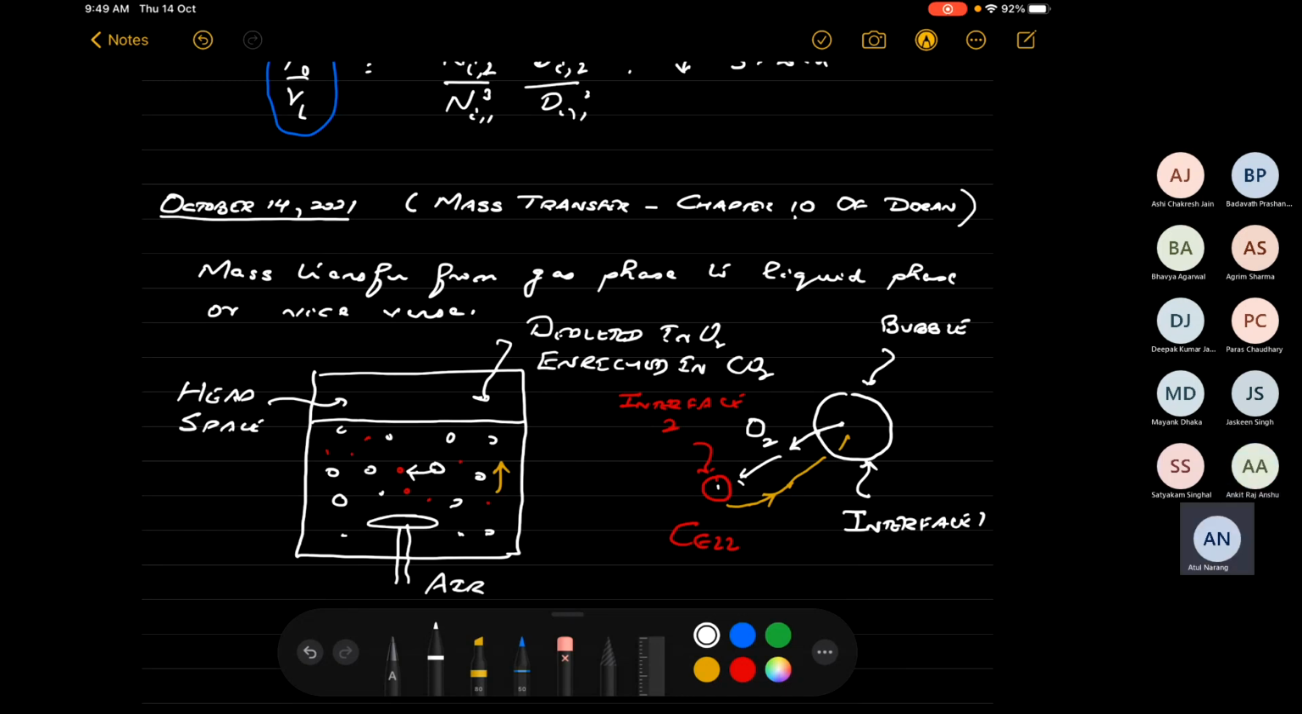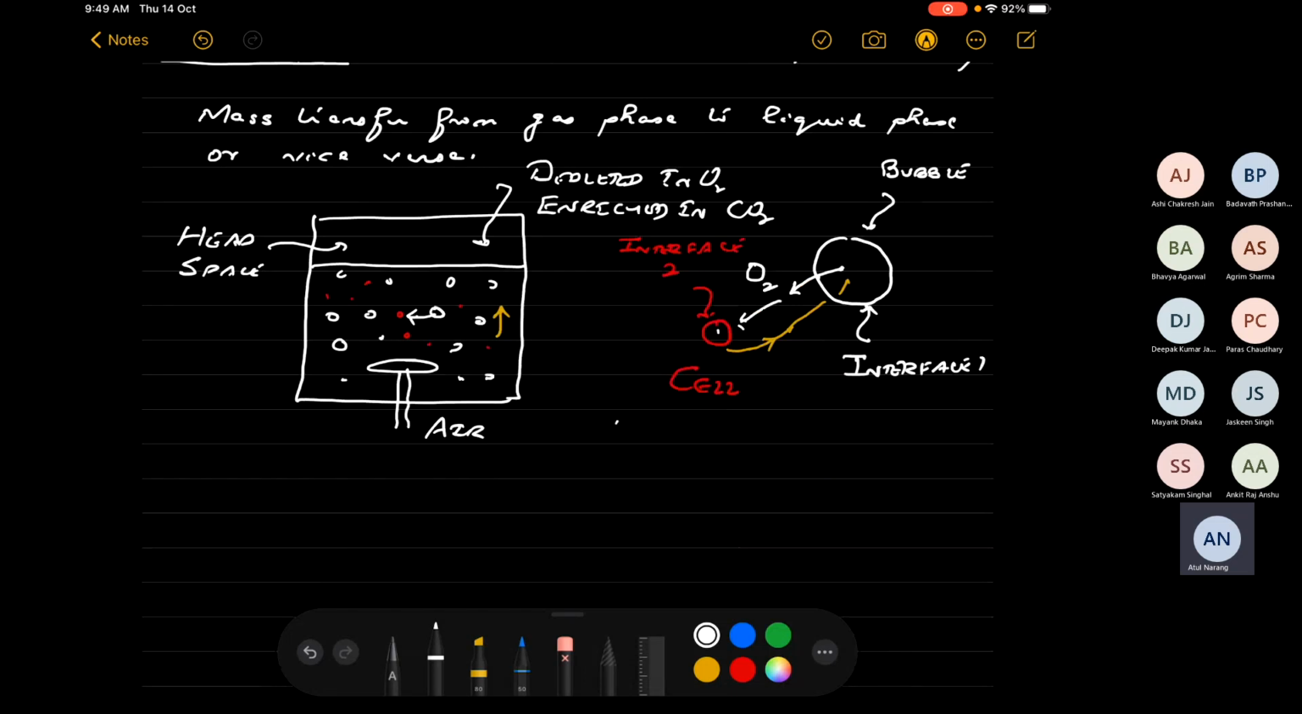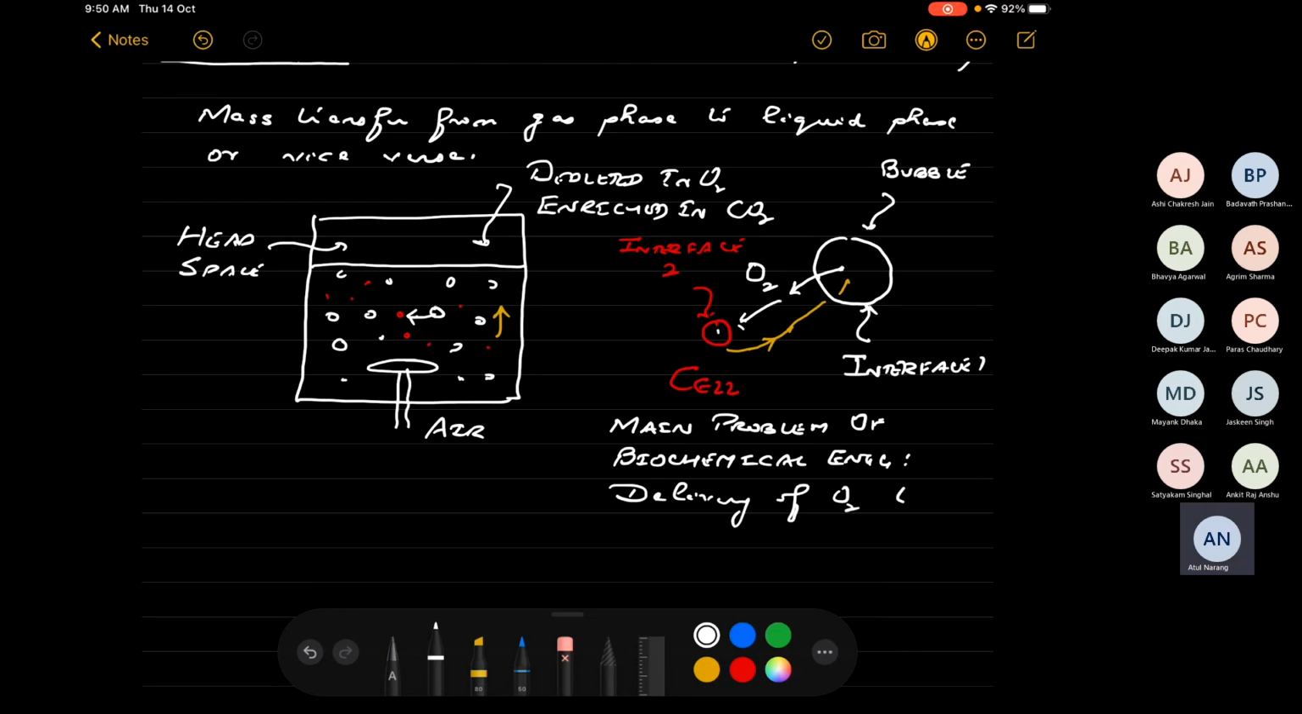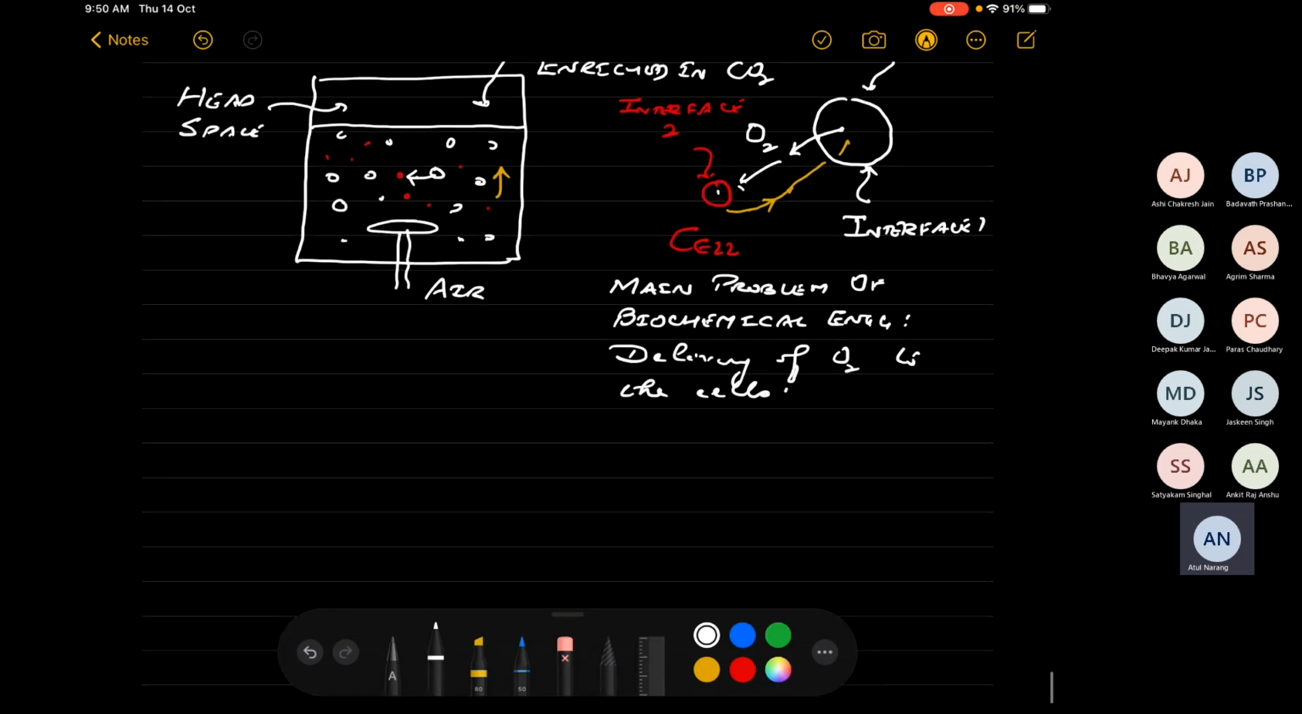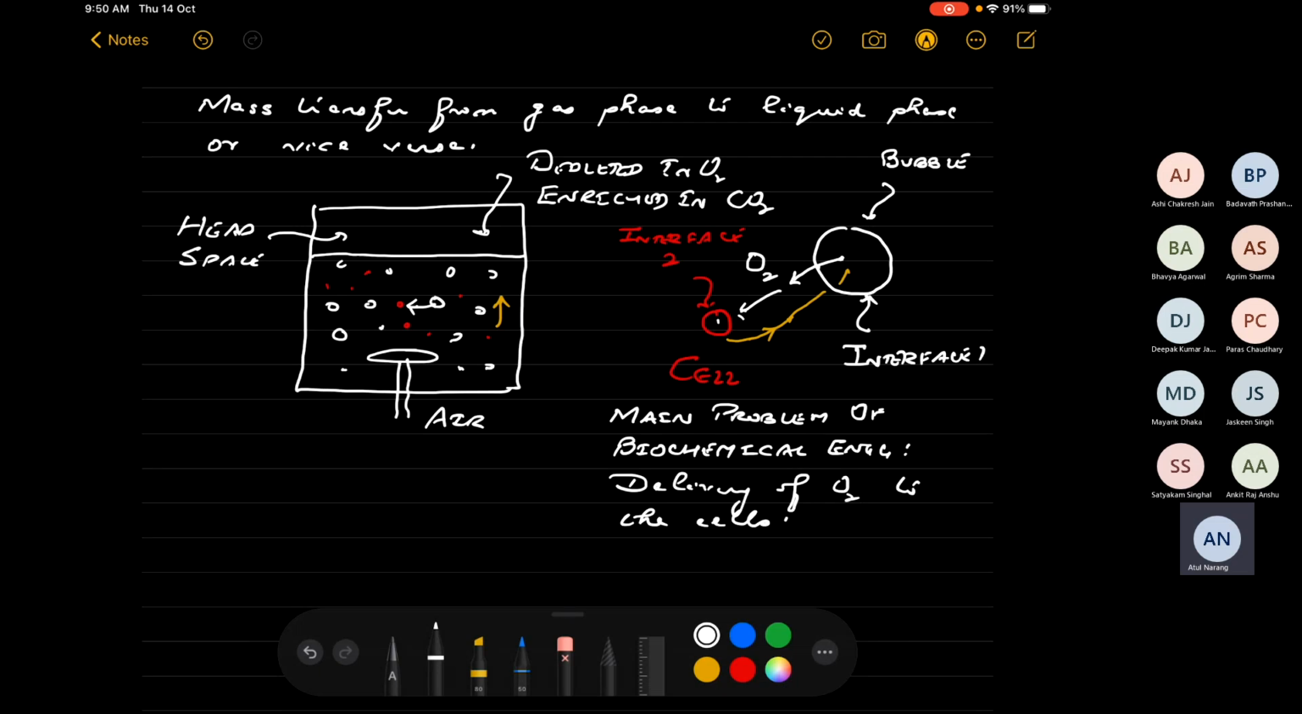And one of the main problems is to make sure that this is, I would say, not one of the main, but probably the main problem of biochemical engineering. By main, I mean the most common problem you encounter is delivery of oxygen to the cells. Now, you might ask me, why is it the main problem? I can give it to you first in an intuitive way, and then we can do some numbers on that.